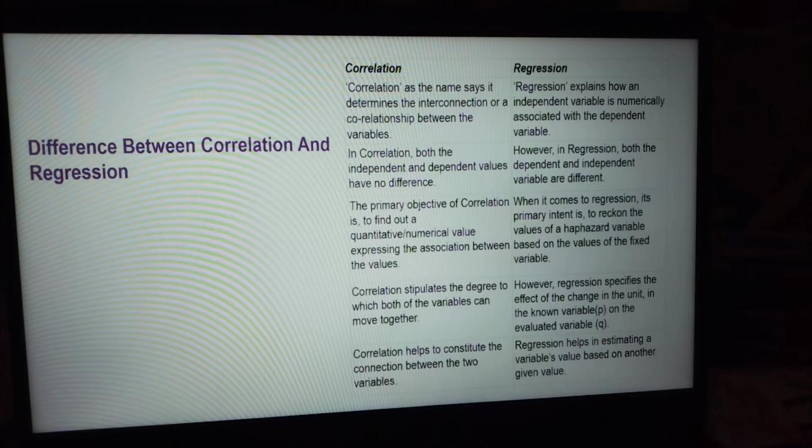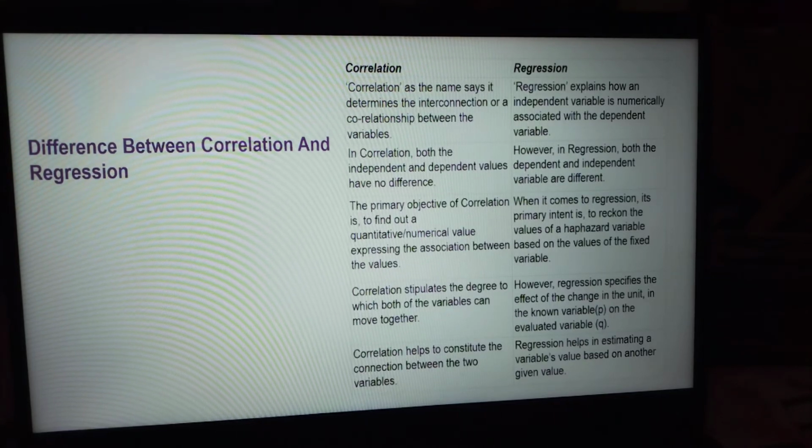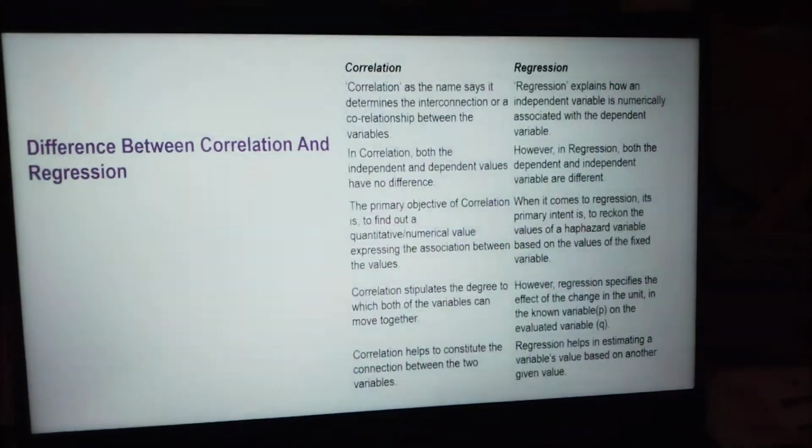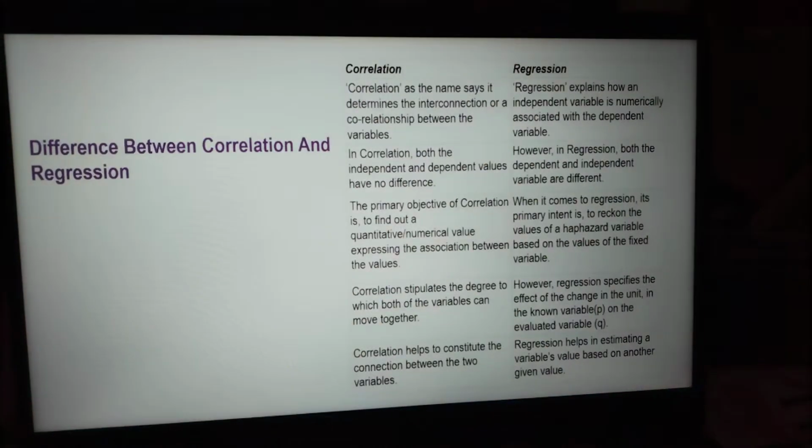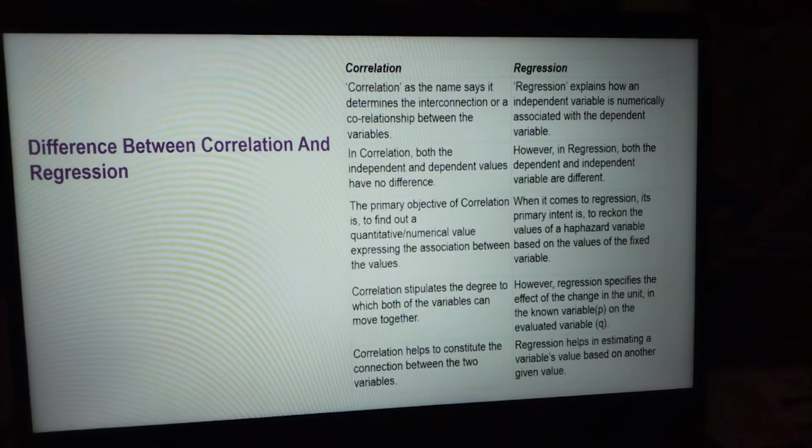I think, are you understanding? But in regression analysis, the regression coefficient is there. We are going to calculate the regression coefficient, and with its help we are going to predict the relationship. There is a prediction between variables, but in correlation we are just simply understanding the interconnection, the relationship.